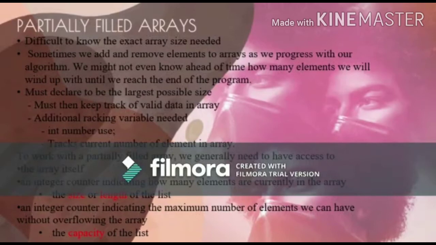Partially filled arrays are used when it is difficult to know the exact array size needed, and when sometimes we add and remove elements to the array as we progress with our algorithm. We might not even know ahead of time how many elements we will wind up with until we reach the end of the program. To work with a partially filled array, we generally need access to the array itself, an integer counter indicating how many elements are currently in the array, the size or length of the list, and an integer indicating the maximum number of elements that we can have without overflowing the array, the capacity of the list.